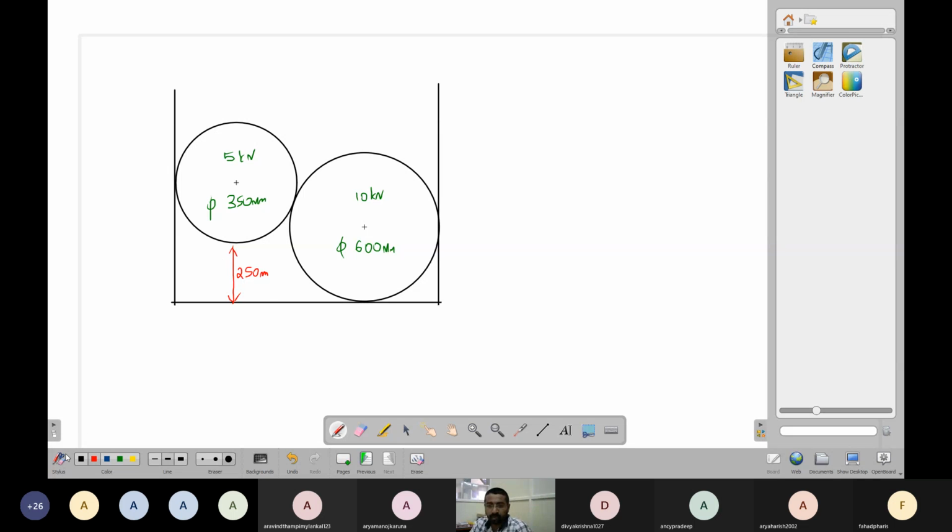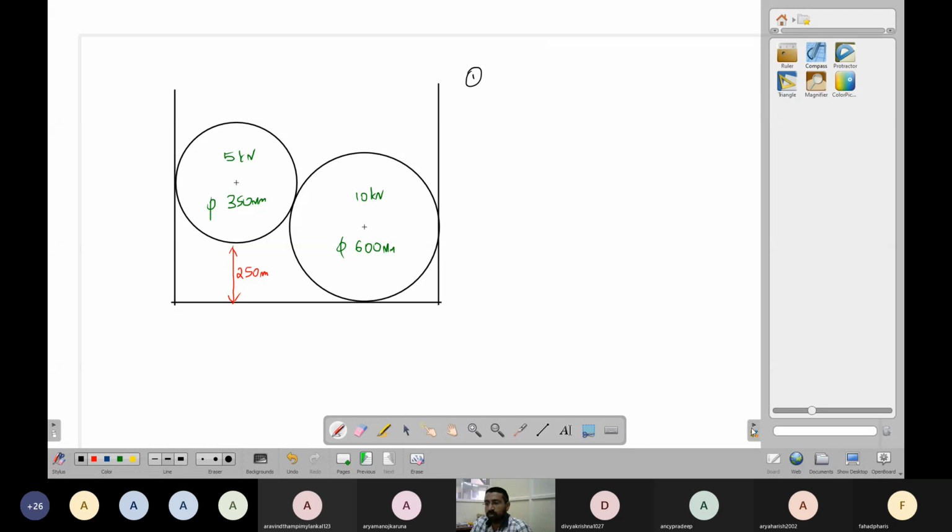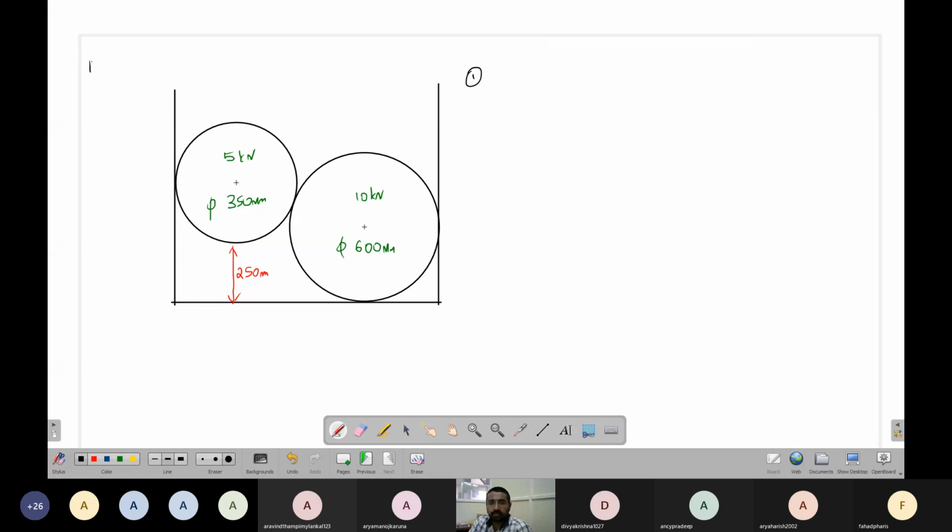Okay. So what you have to find is you have to do two things. One, draw the free body diagram of two spheres. Two, find all contact forces. So this is a revision for your exams.